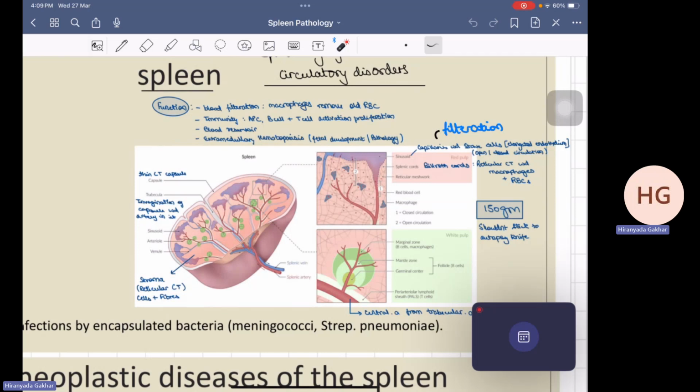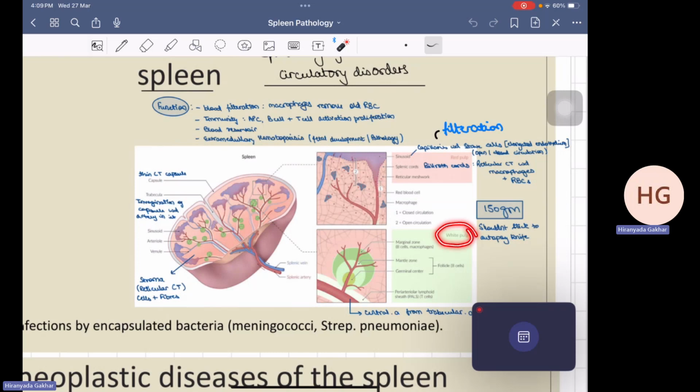The spleen is further divided into two parts: the red pulp and the white pulp. The red pulp consists of the sinusoids, the splenic cords, and the reticular meshwork. The sinusoids are basically capillaries made of stave cells, which are nothing but elongated endothelium. And we have the splenic cords, also called the cords of Billroth. These comprise the reticular connective tissue, macrophages, and red blood cells.